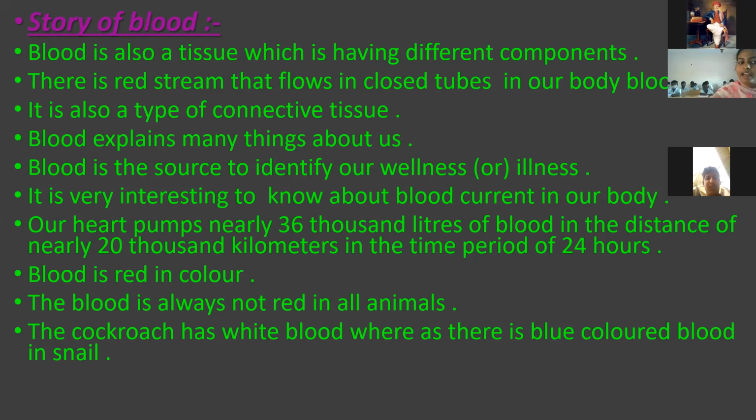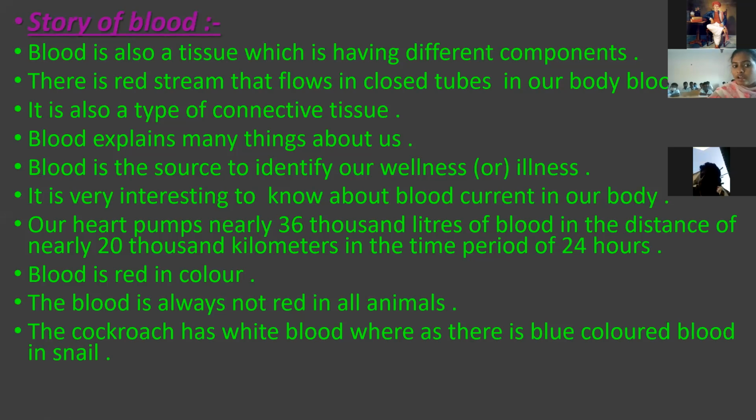Next one is the story of blood. Blood is also one type of connective tissue. It has different types of components. It explains many things about us. It contains plasma, red blood cells, white blood cells and blood platelets.